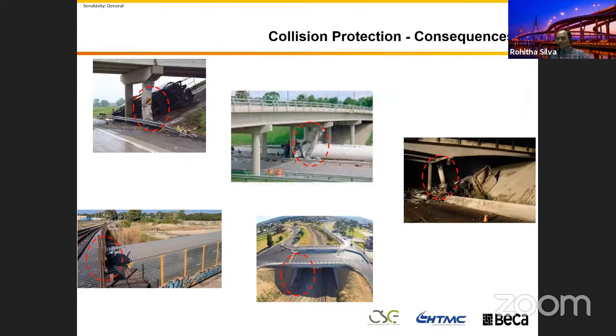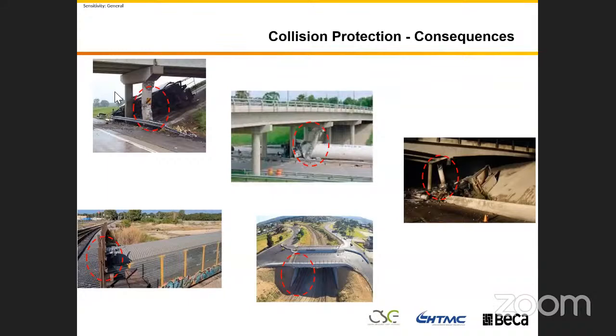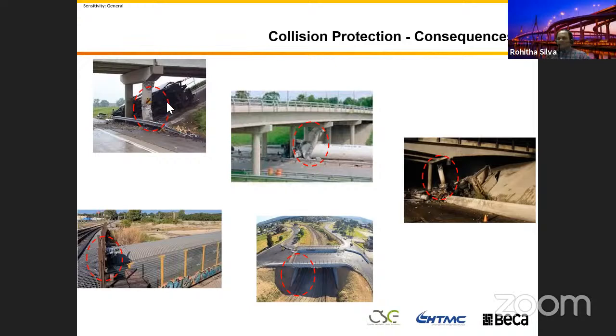Before I talk about collisions, why we need collision protection, you can see these pictures. The first one on the top left-hand corner, you can see this truck has hit this bridge pier. You can see the bridge already twisted on the top. You can see there's a gap. The pier is already cracked into two pieces. It's deflected. You can see the one in the top middle, this bridge pier almost collapsed. You can see this heavy truck has already hit it.